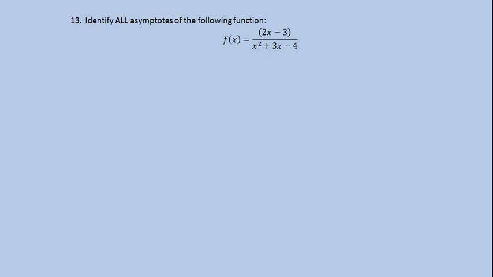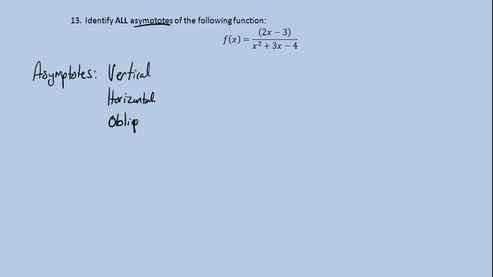Okay, so this question is going to ask us about all the asymptotes that can exist in this function. So if we're thinking all asymptotes, let's just go ahead and list all the possible asymptotes we can have. We can have vertical asymptotes, we can have horizontal asymptotes, and then we can have oblique asymptotes. So vertical, horizontal, and oblique.